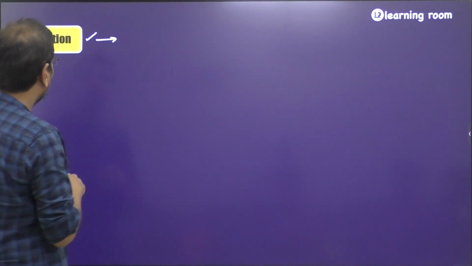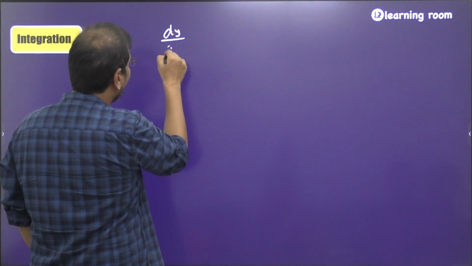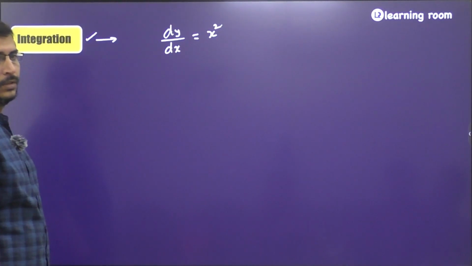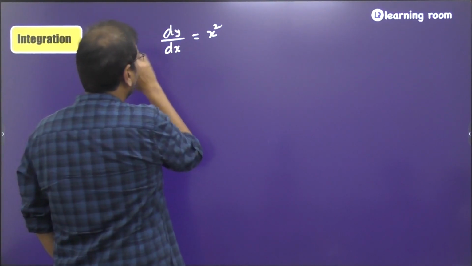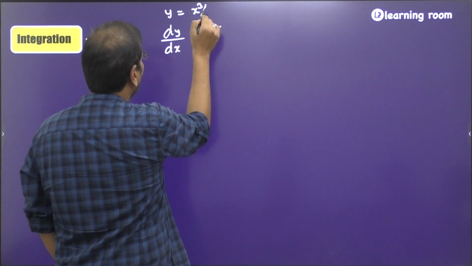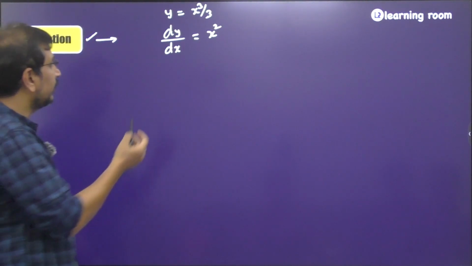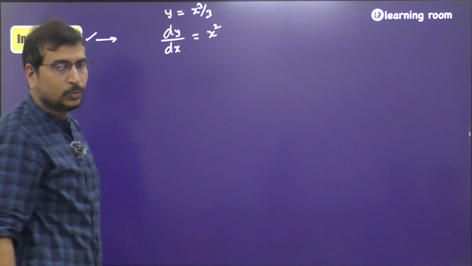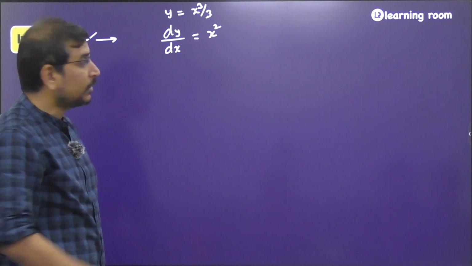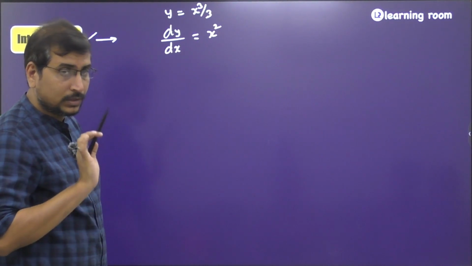Right. So, for example, if I have dy by dx is equal to x square, meaning, let's say I have y is equal to x cube by 3. Had the function been y is equal to x cube by 3, differentiate this function and see, you will get dy by dx is equal to x square, because you will get 3x square by 3, 3 and 3 will get cancelled, it is x square, right?